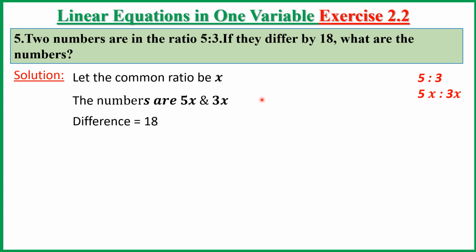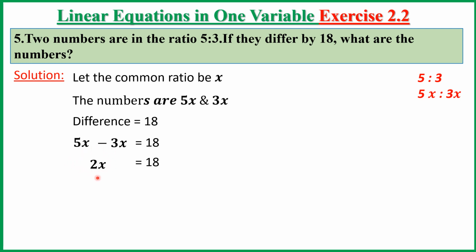Okay. So what our question has given is that they differ by 18. That is, if you subtract the two numbers, we get the answer 18. So it's clear with the question. We can solve the question now. That is 5x, since they are differing, we have to subtract: 5x minus 3x is equal to 18. So 5x minus 3x is 2x. We can subtract because it is the same variable. So 2x equals 18.